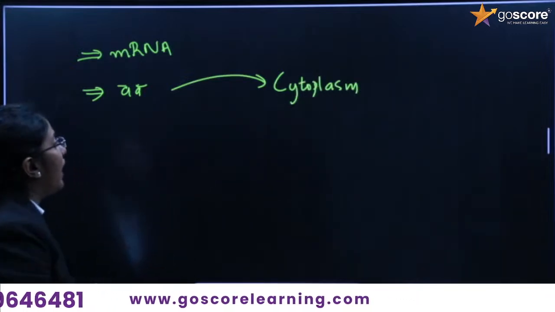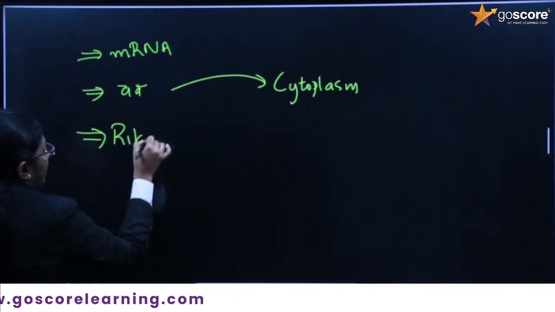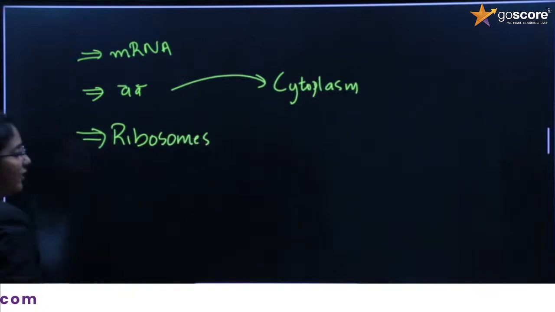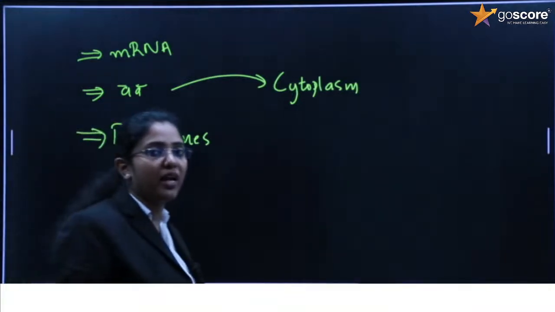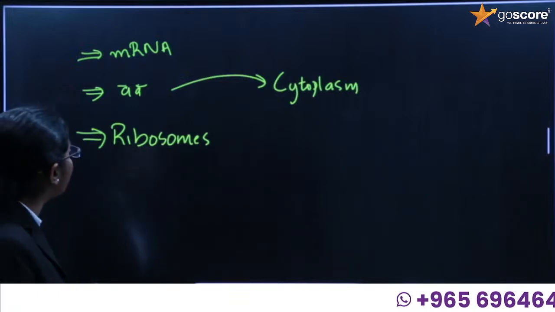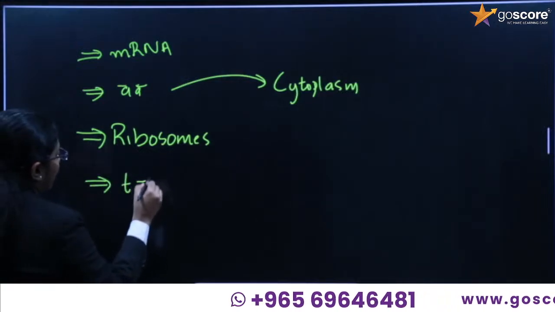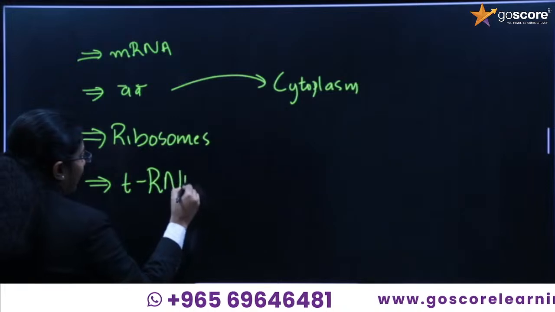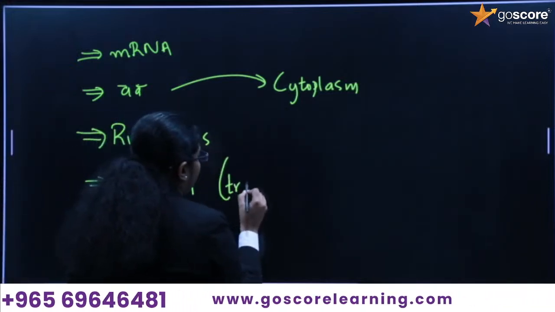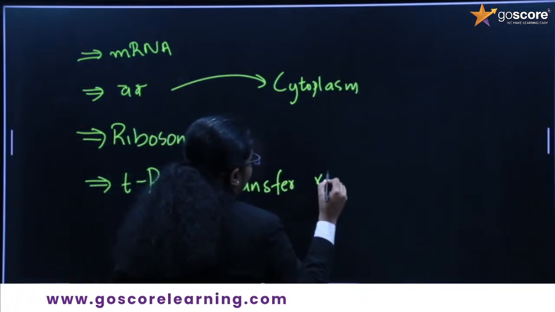Then we need ribosomes. You have learned the structure of the ribosome previous year, in grade 11, prokaryotic ribosome and eukaryotic ribosome. The ribosome has two different subunits, a larger subunit and a smaller subunit, right? Then you need tRNA. What is tRNA? tRNA means transfer RNA.